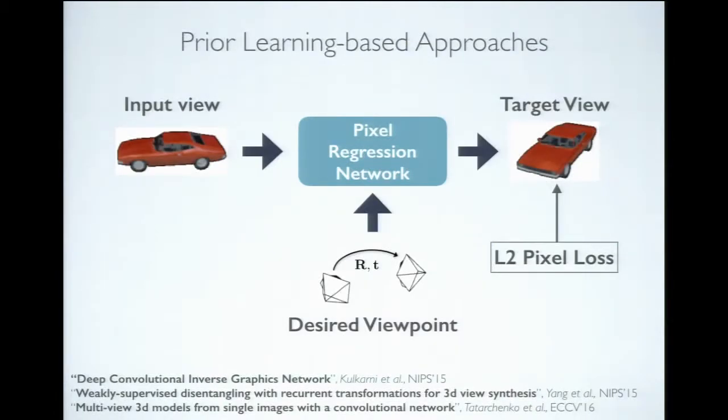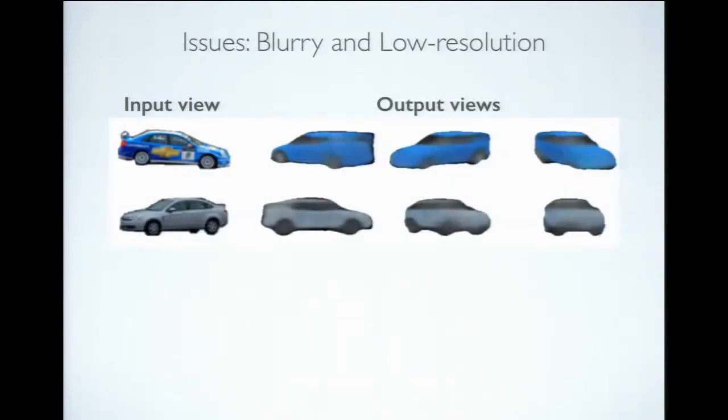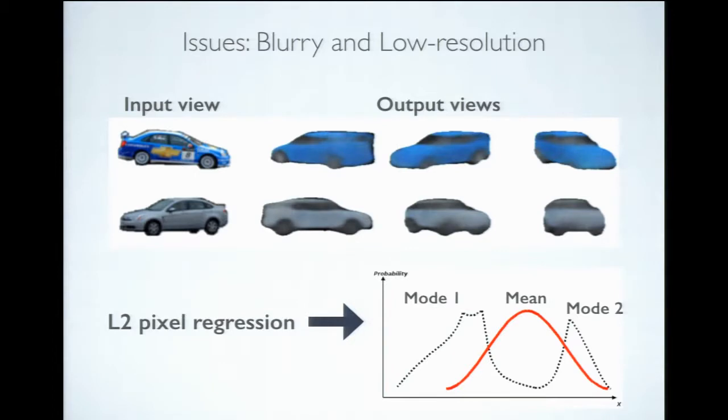Since the success of deep learning, there have been several attempts at this task from a learning perspective. All these methods share a similar pixel-in, pixel-out pipeline, where they train a CNN that directly regresses from the input view to the desired output view and uses the L2 pixel reconstruction loss for training. As a result, the output of their methods tends to be blurry and low resolution, with most of the texture details missing. This is because when training with the L2 loss, the network is perfectly happy to predict a mean image that is in between different modes of the distribution.